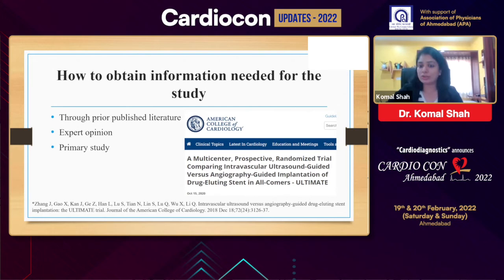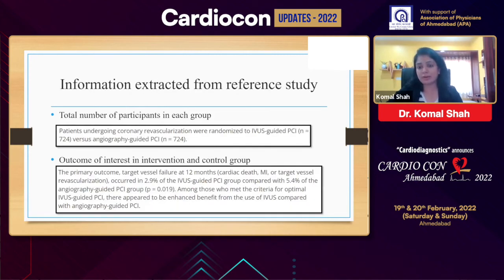We have the citation as well as the study details here, which I have referred to for the sample size calculation. This is the type of information that I have extracted from that particular study. I was interested in the total number of participants in each group. The study that I retrieved from the literature has taken 724 individuals in both arms, in my intervention as well as my control arm.